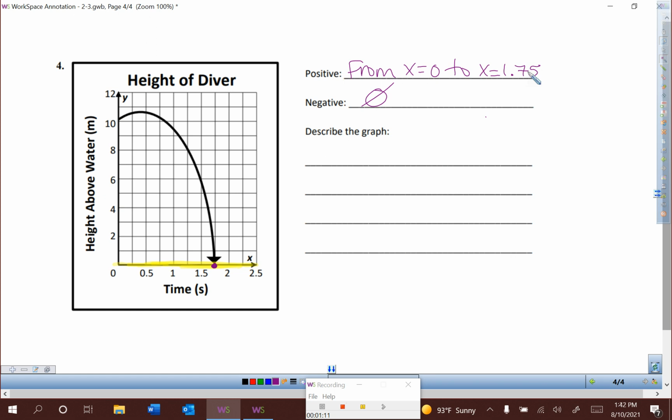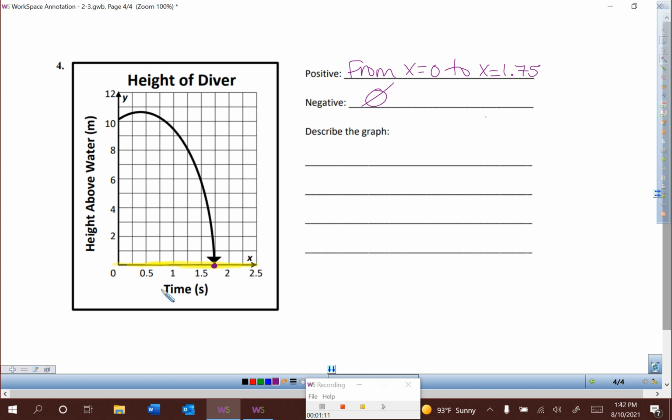So then again, for describing the graph, our graph is a little less complicated than number 3, so my describing should be a little bit easier. Probably say something about where my diver starts. So the diver starts 10 meters above the water. He jumps up, and then he comes back down, and he lands in the water 1.75 seconds later. So I'm just kind of describe the beginning, what happened, and the end.